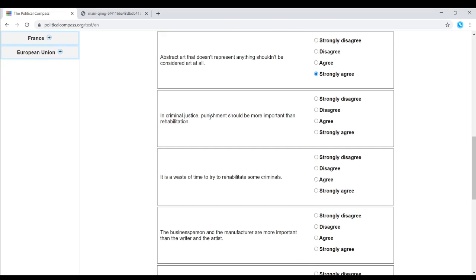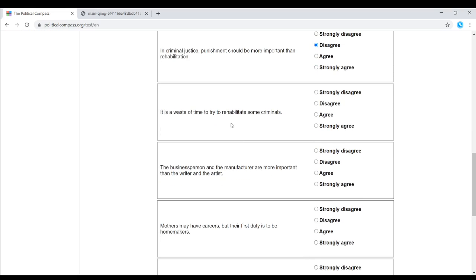In criminal justice, punishment should be more important than rehabilitation. I disagree. I think punishment has its place, but rehabilitation is way more important than punishment. But those are only two aspects of the criminal justice system. There's also containing an inmate so they can't reoffend, which wasn't really talked about in this question. But yeah, I think that punishment has its place, but rehabilitation should be the primary goal.